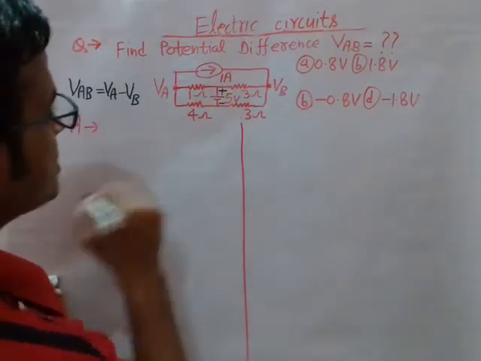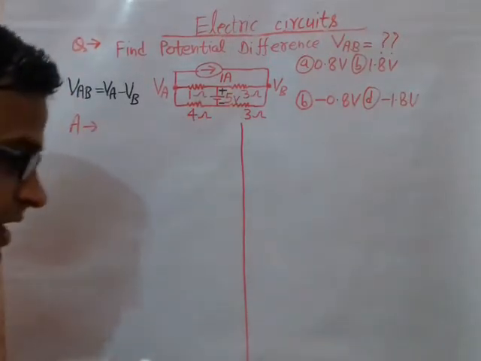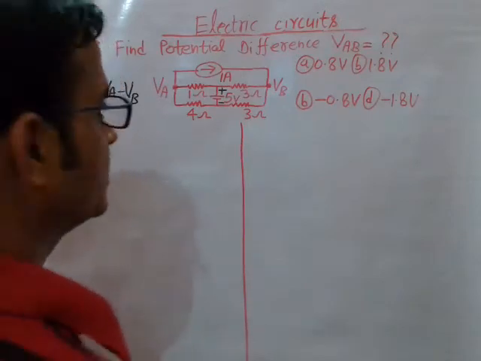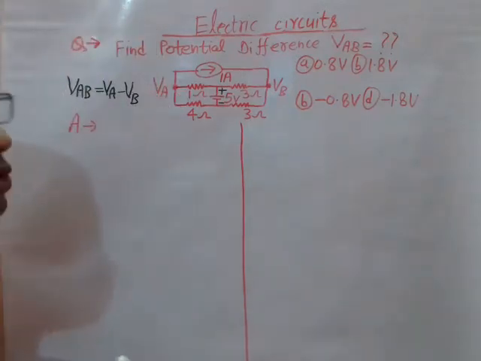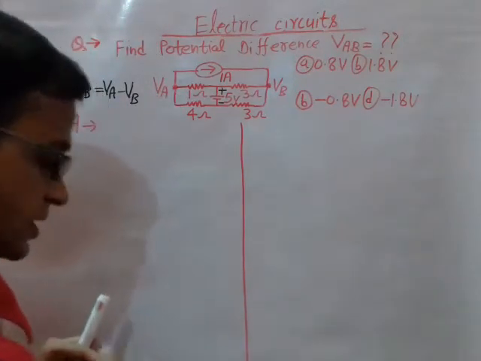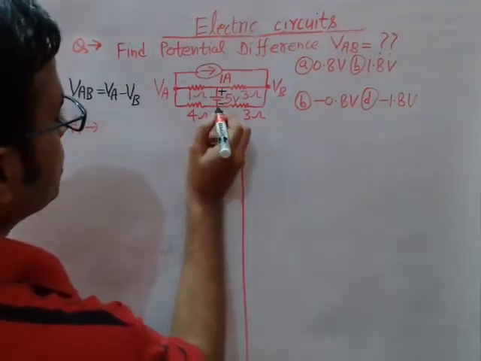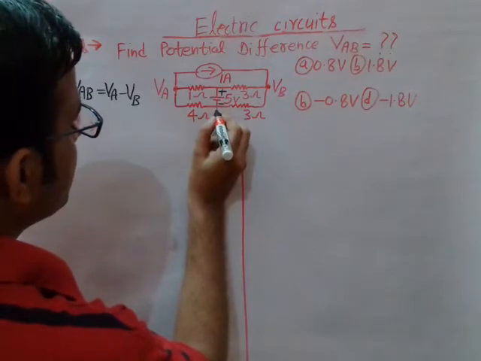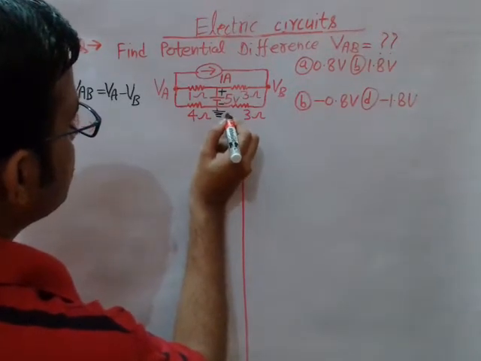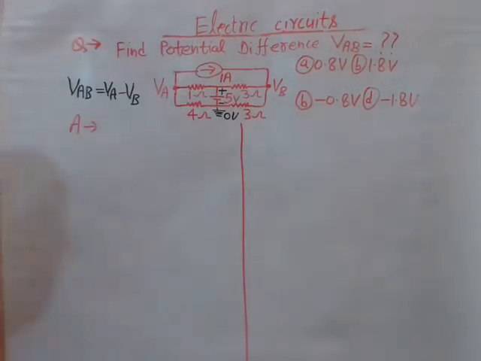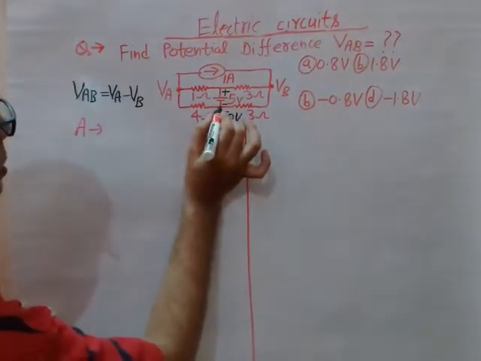So which method is easier? Kirchhoff's current law is easier. We will choose KCL. How to know this? By practice. So take this negative terminal of this battery to be at ground potential, 0 volt. So the potential of this node is 0 volt.